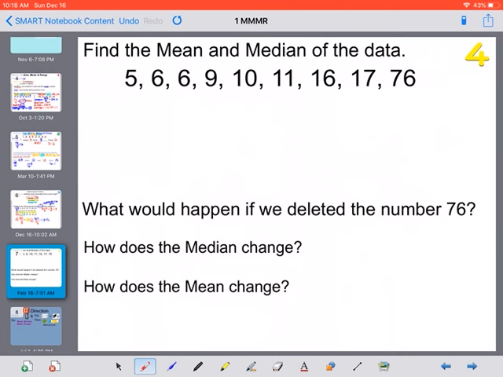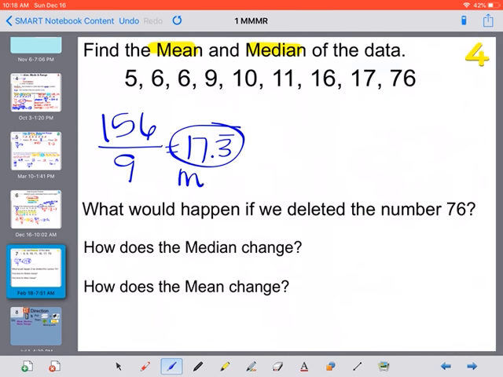Next, last slide here, it says find the mean and median of the data. So making sure you read our directions, we only need to find two things. First, let's find our mean, add them all up and divide by 1, 2, 3, 4, 5, 6, 7, 8, 9. So let's add 5 plus 6 plus 6 plus 9 plus 10 plus 11 plus 16 plus 17 plus 76. 156 divided by 9 gives us 17.3 repeating. So that's our mean, or our average.